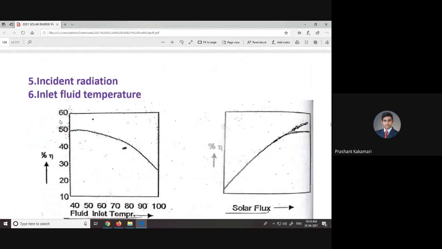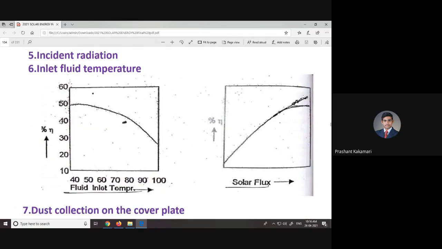Next is the inlet fluid temperature. So whenever you maintain maximum delta T or the difference in temperature, the heat transfer process is very high. In a similar way, on the y-axis you can see the fluid inlet temperature, lower to higher temperature. You can remember it like that, lower to higher temperature. On the y-axis, you see the performance or the efficiency of the flat plate collector.